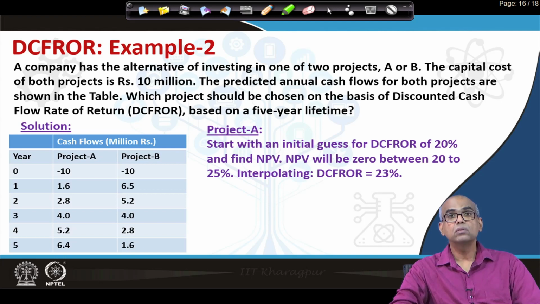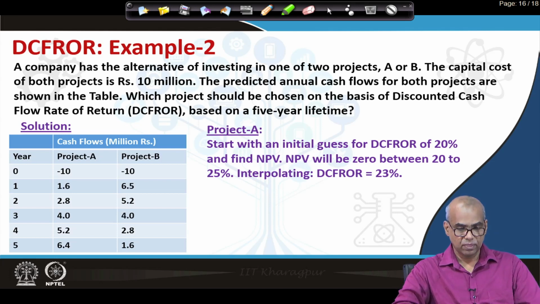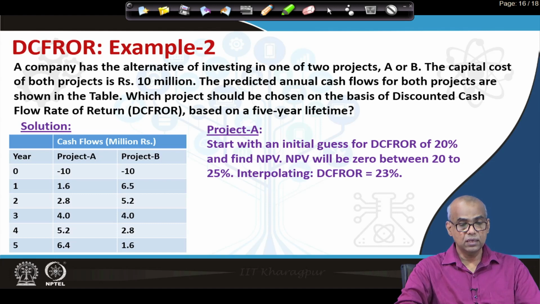NPV will be 0 between 20% to 25%, that you will see when you compute. Note that as you increase interest rate, the NPV value decreases. So, when you switch from positive value to negative value for two different interest rates, you know that the NPV will be 0 somewhere in between these two interest rates. So, this will happen for project A between 20 to 25%. Let us say by interpolating, we consider the discounted cash flow rate of return as 23%.